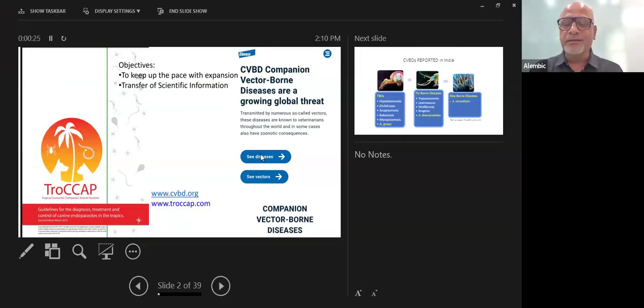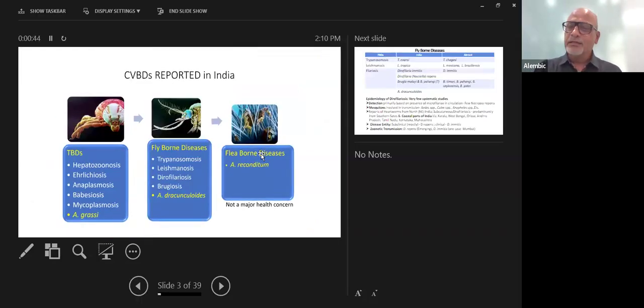And I had mentioned two different sites. One is TROCAP and the second is CVBD. So in future also, whenever you want any additional or recent information, you can very well visit these two sites for updated knowledge. Then, just a recap: we all know that these vector-borne diseases can be categorized into three types: flea-borne infections, fly-borne infections, and tick-borne infections.